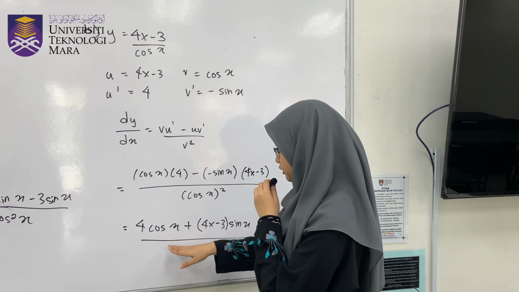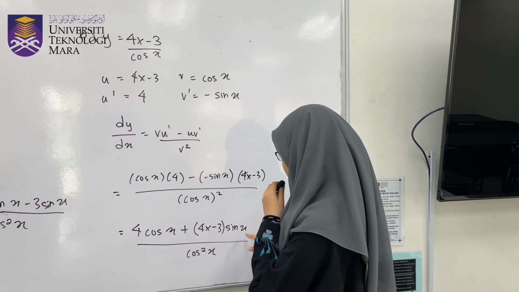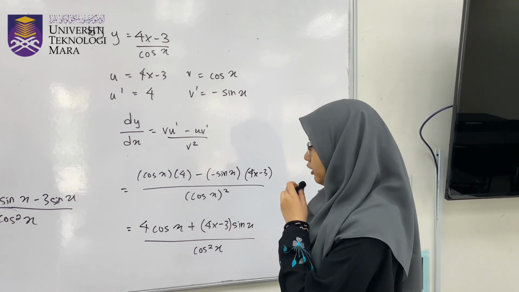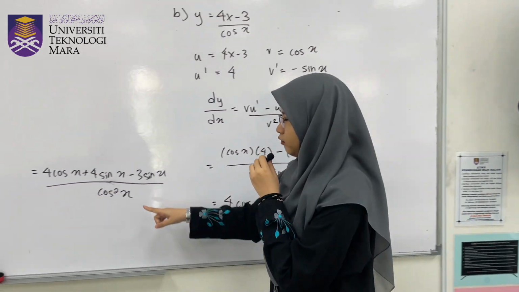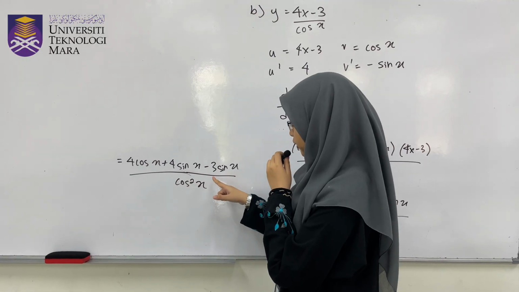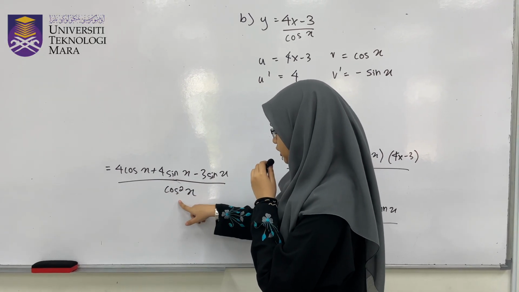And we will get 4 cos x plus 4x minus 3 sin x over cos squared x. And an alternative answer to this will be if you expand this part, and we will get 4 cos x plus 4x sin x minus 3 sin x over cos squared x.